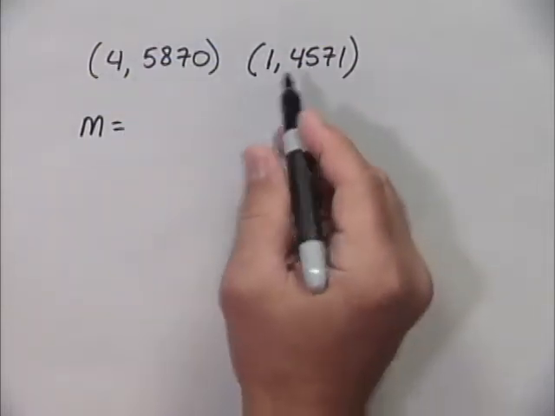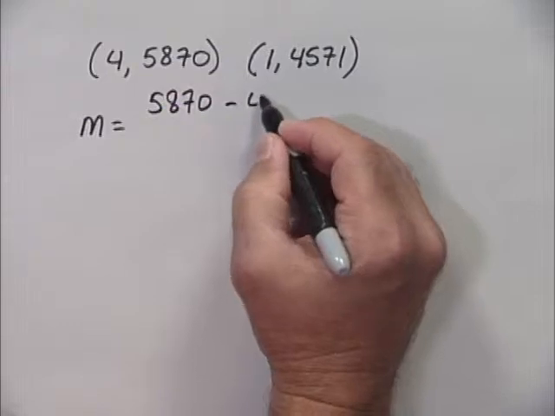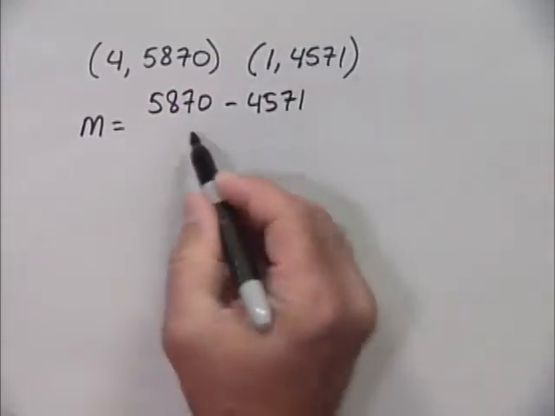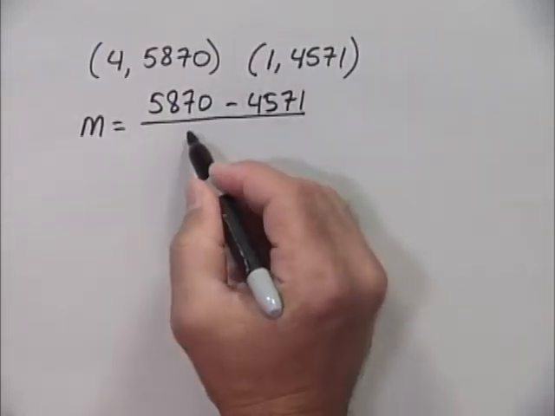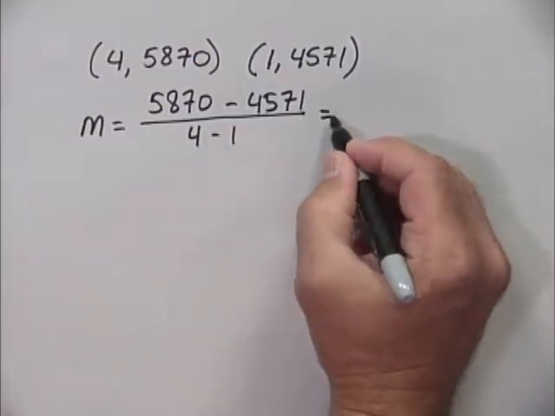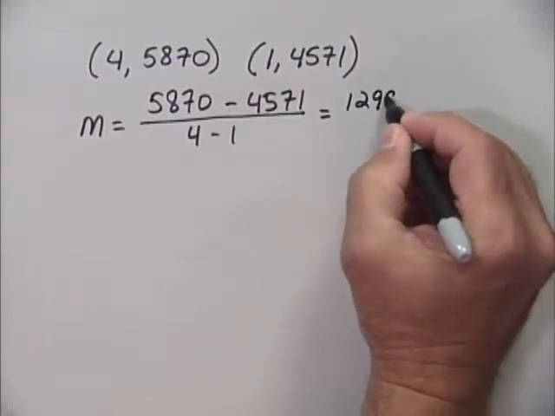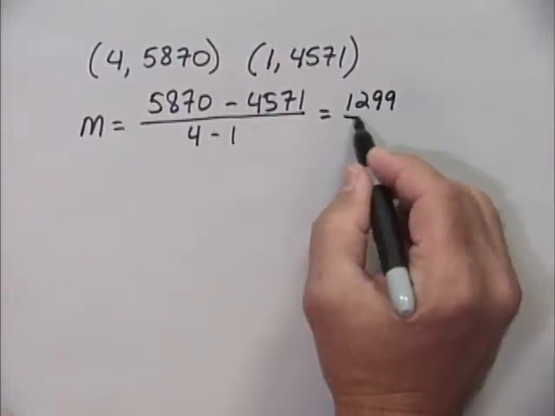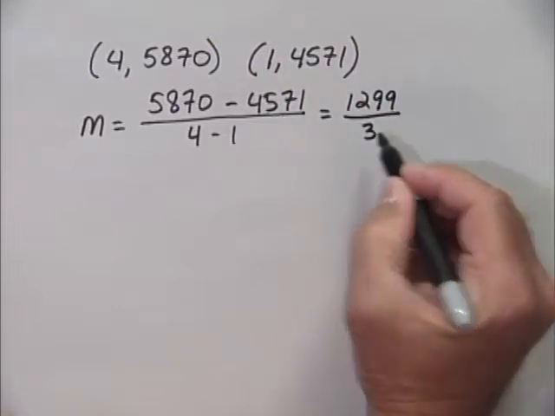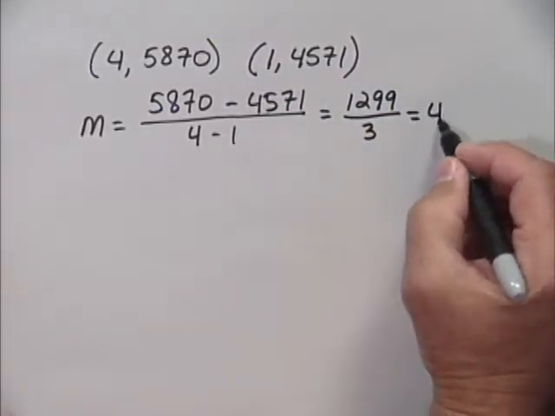The slope is the difference in the y coordinates divided by the difference in the x coordinates. Evaluating the numerator, that's 1,299. The denominator is equal to 3. Dividing, we find that the slope is 433.